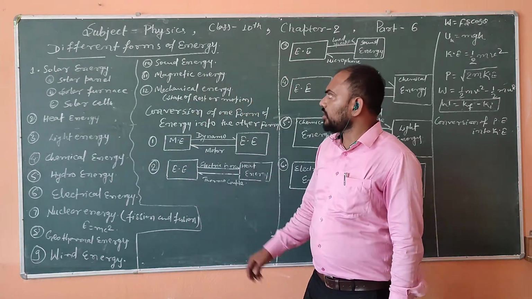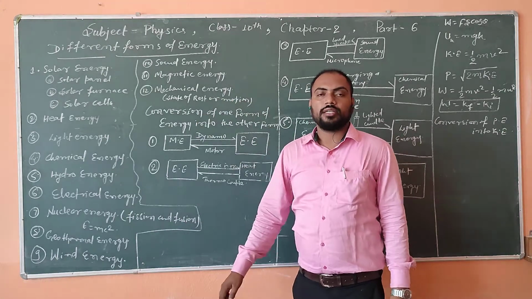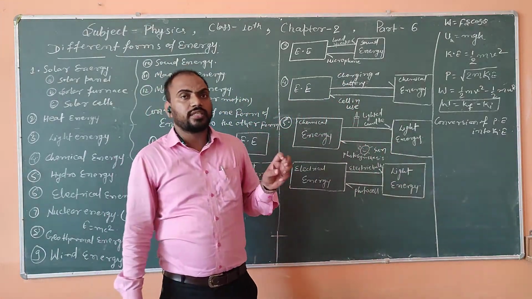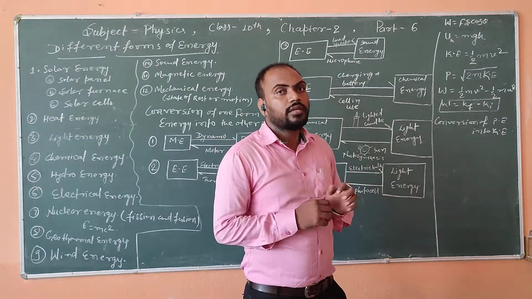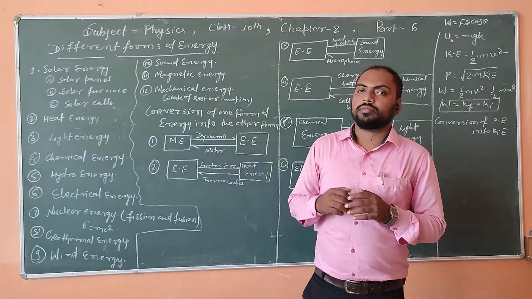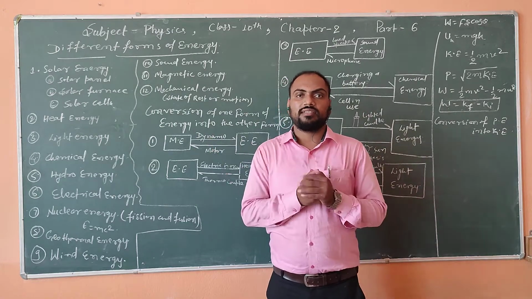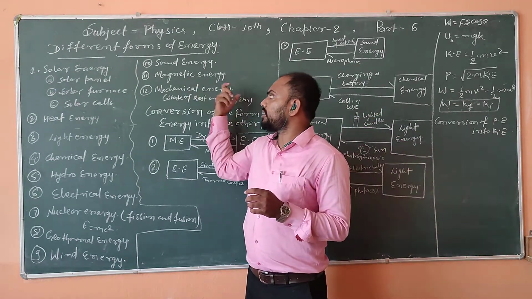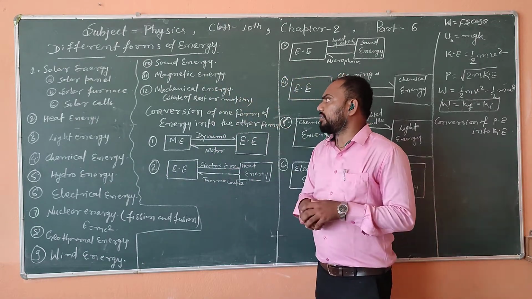Okay. Next is magnetic energy. The energy produced by a magnet, due to which a magnet attracts something, that is iron substances, nickel, iron nails, is called magnetic energy.